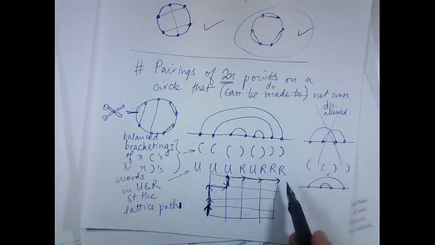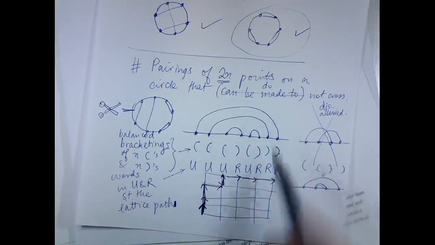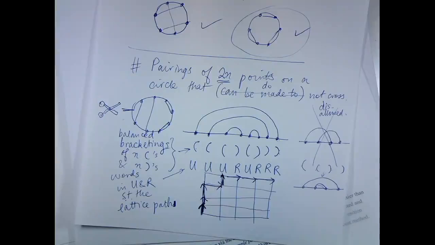Clearly every balanced bracketing, or every pairing like that, gives us a word. Easy, you just go up or right. Given a word in U and R, it's got to have four U's and 4 R's. What is the one criterion that would tell us that it's not a legal bracketing? How would your editor tell you that you've messed up your bracketing? If it's only open brackets and closed brackets, there's only one thing that could go wrong.